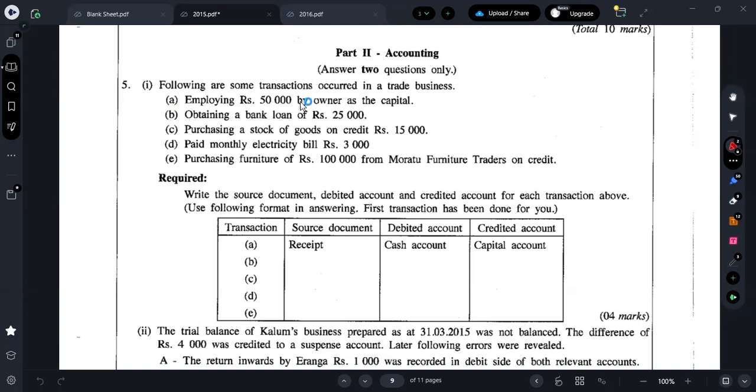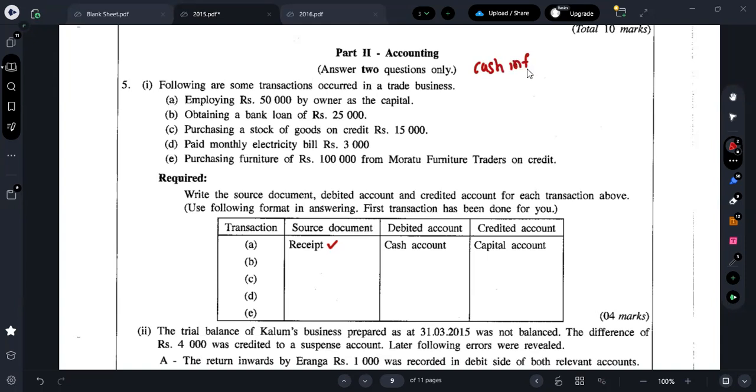What is the first transaction? Introducing rupees 50,000 by the owner as capital. Now what's happening, guys? Cash is coming inside the business. So what is the source document? Receipt. Always remember, for a cash inflow, what's the source document? Normally we know what, guys? Cash book has two source documents, right?